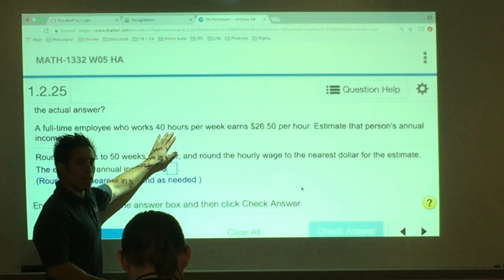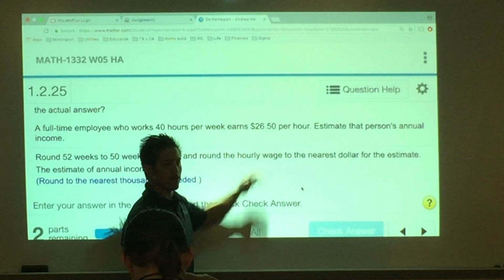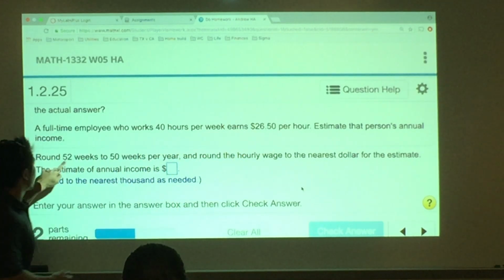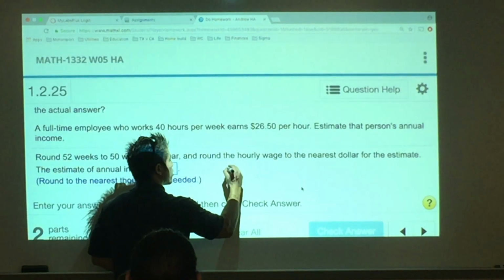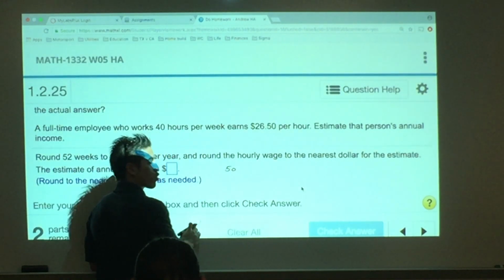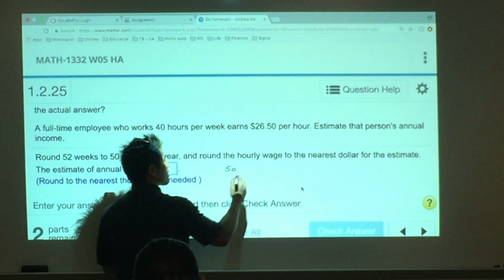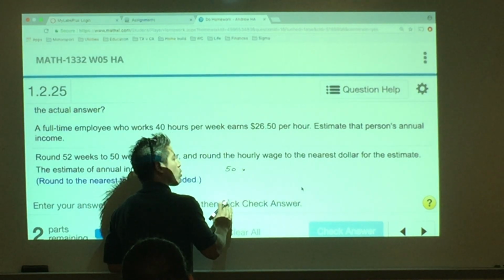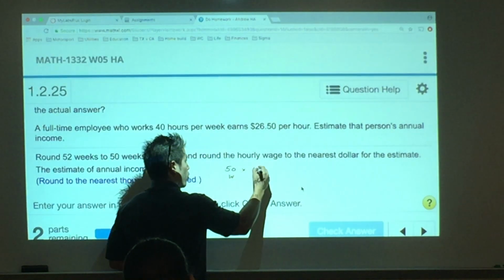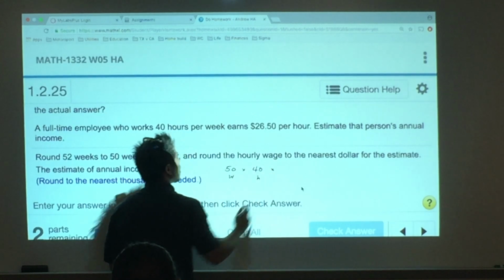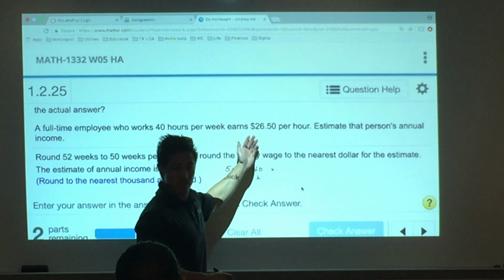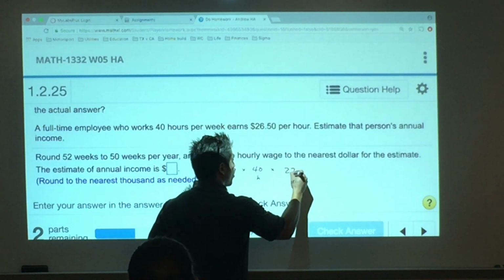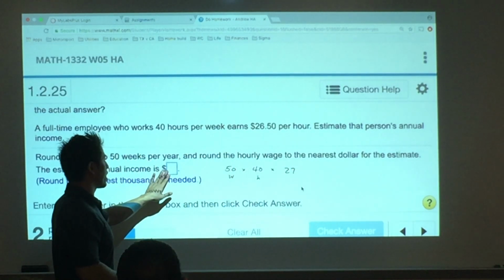So, 40 hours a week, $26.50 per hour. Round 52 weeks to what? 50. So what are we doing? Estimation. We're going to work about 50 weeks a year. How many hours do we work a week? 40 hours a week. And how do we want to estimate 26.50? 27 maybe? Just play with it and see what it likes, right?